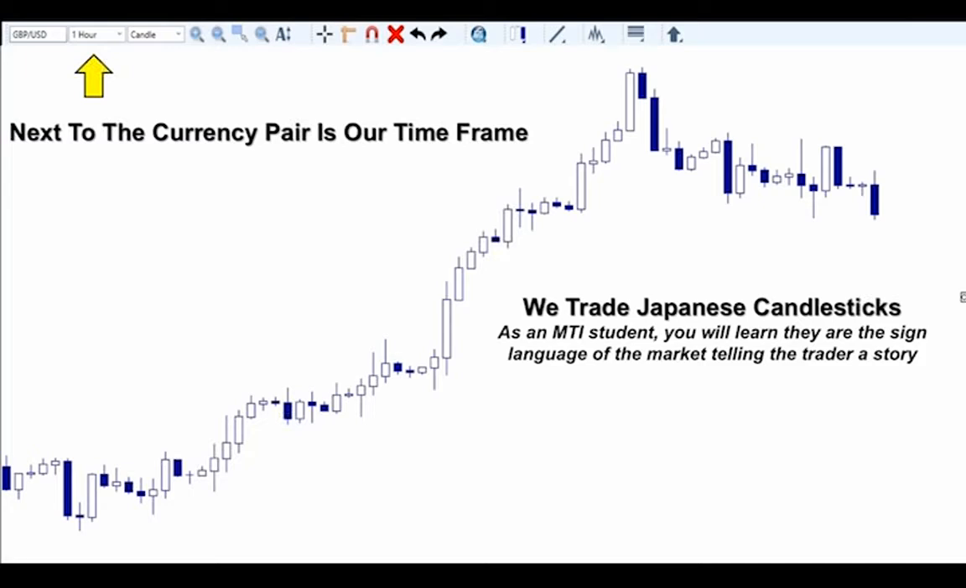All you really need to know today, if you're taking notes, is that the white candlesticks mean that the market has gone up during that 1 hour time frame and closed up. They're also called bullish candlesticks. The dark blue candlesticks mean the market went down and closed down during that 1 hour time frame. So they're called bearish candlesticks. All you need to know is white means the market went up, dark blue means the market went down.